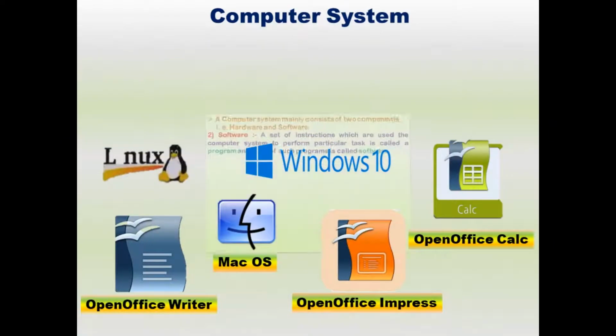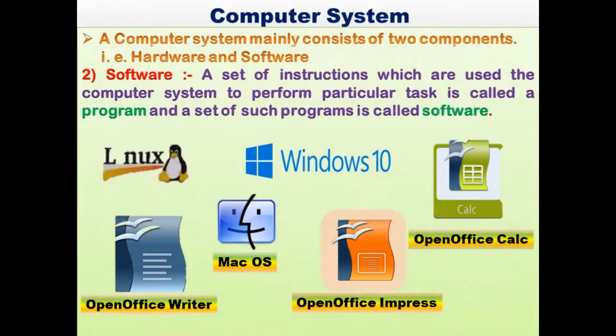Now let's see what software is. A set of instructions used by the computer system to perform a particular task is called a program. And what is software? Software is nothing but the set of such programs. Can you tell some examples of software? Linux, Windows, Mac, OpenOffice Writer, OpenOffice Impress, OpenOffice Calc. All such application software are examples.